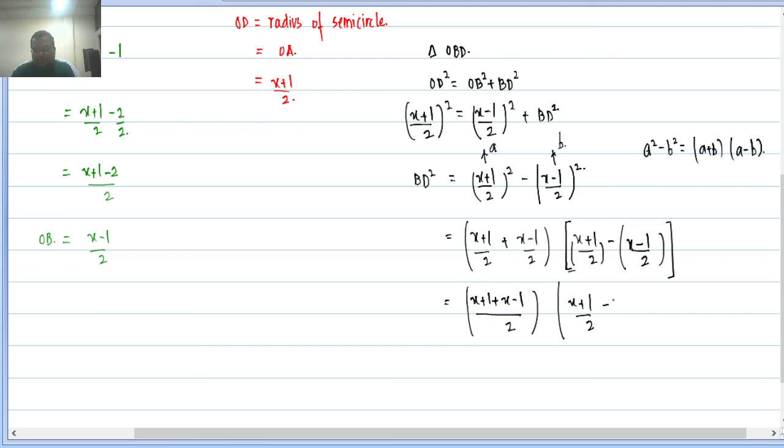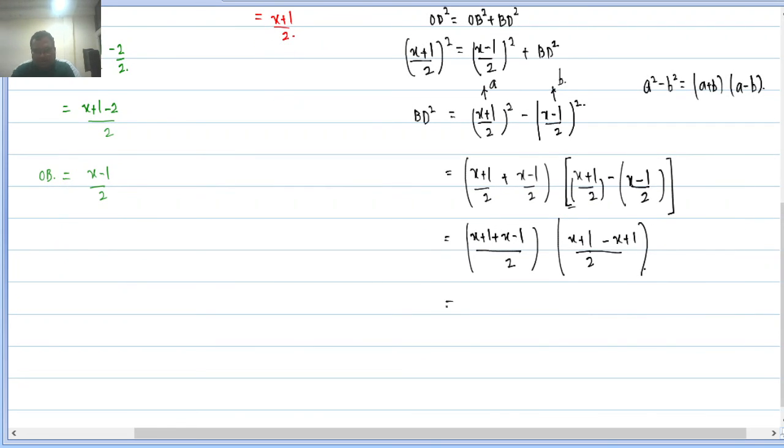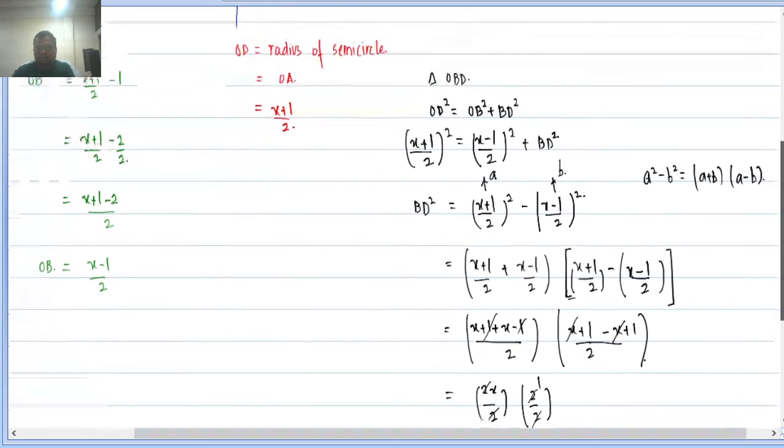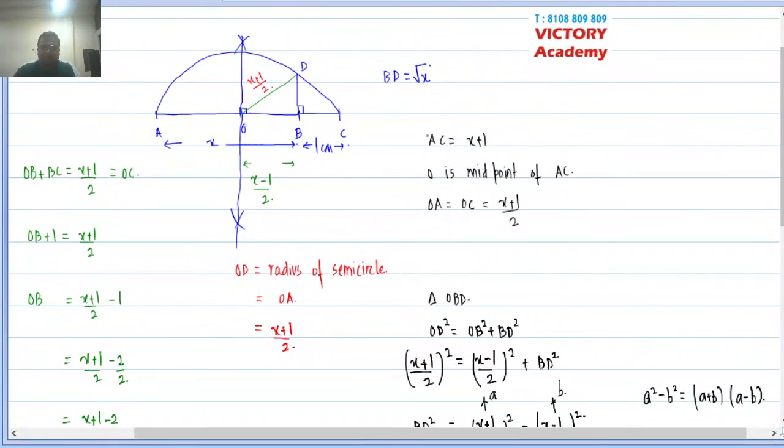Okay. Now when we open the bracket, since the denominators are same, we'll directly calculate with the numerators, x plus 1 minus x plus 1 upon 2. So this is 1 gets cancelled, 2x upon 2, and this is 2 upon 2. So this is 1 and this is x. So I got BD square as x, therefore I got BD as root x. Okay, this is the method for finding square root of any number by geometric method.